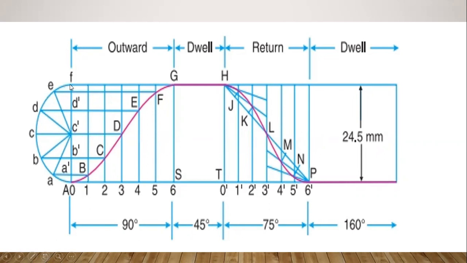Taking the center as C dash, draw a semicircle with a length of 24.5 mm and divide the semicircle into 6 equal divisions and name them as A, B, C, D, E.